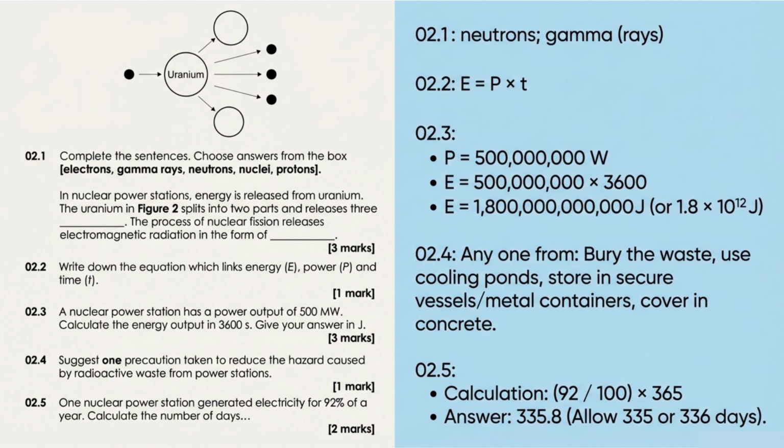And the time is 3,600 seconds. So you multiply 500 million by 3,600. That gives a huge number: 1,800 billion joules, or 1.8 times 10 to the power of 12 joules. Standard form is much easier to write.